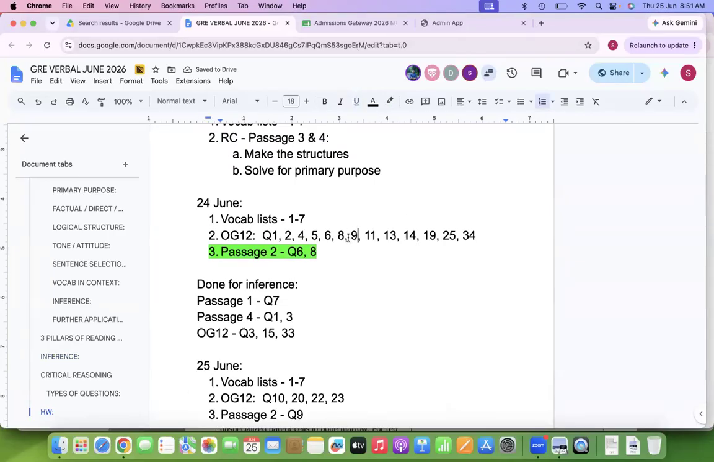OG questions, I hope you've done at least some of them, if not all. Let's look at the first 2-3 passages. Passage 1, question 1, primary purpose. What's your answer?